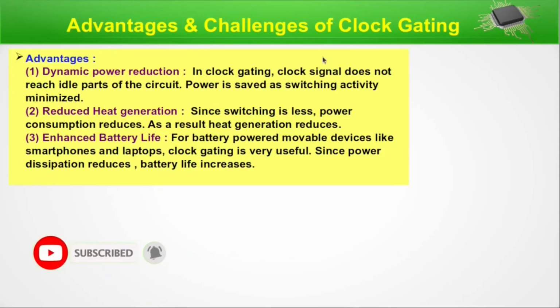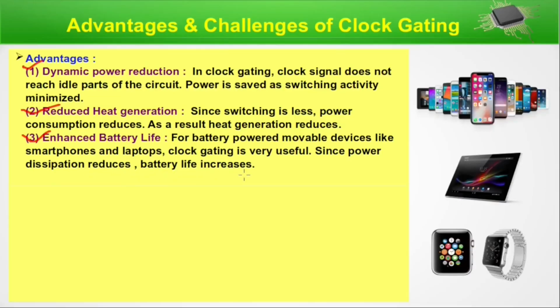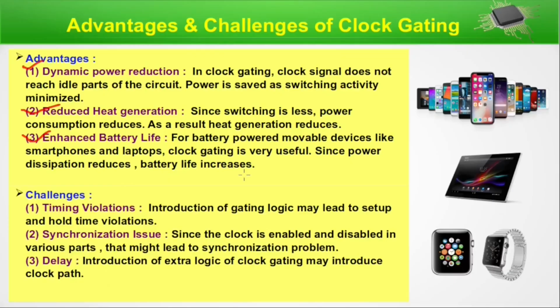Now, advantages and challenges of clock gating. Dynamic power reduction. In clock gating, a clock signal doesn't reach idle parts of the circuit. Power is saved as switching activity is minimized. That we followed in clock gating. Reduced heat generation. Since switching is less, power consumption reduces. As a result, heat generation reduces. And enhanced battery life. For battery-powered mobile devices, clock gating is very useful. Since power dissipation reduces, battery life increases. These all are movable devices, very popular nowadays.